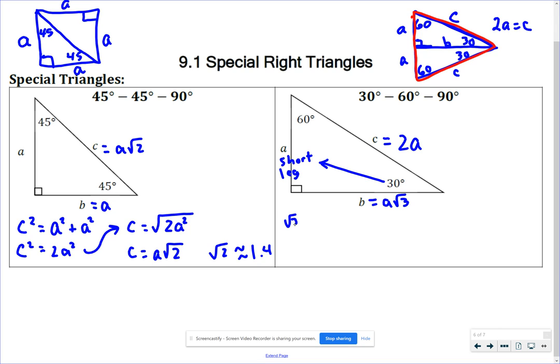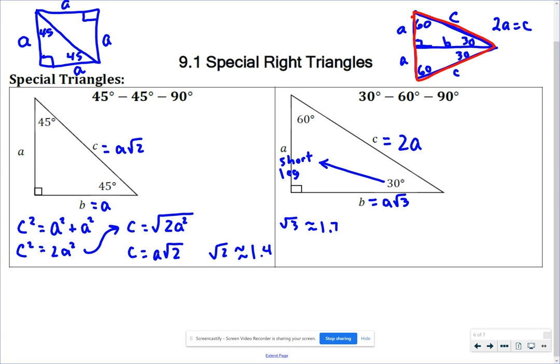Square root of 3 is about 1.7. You can write that somewhere if you want to. Square root of 3 is about 1.7, approximately. So short leg times the square root of 3, or about 1.7 times the short leg, will equal the longer leg. This is the longer leg, right?